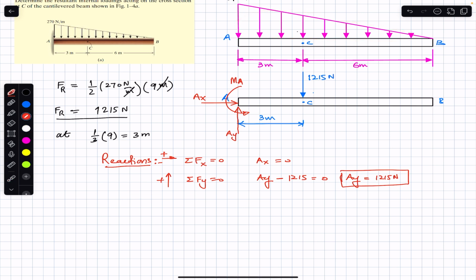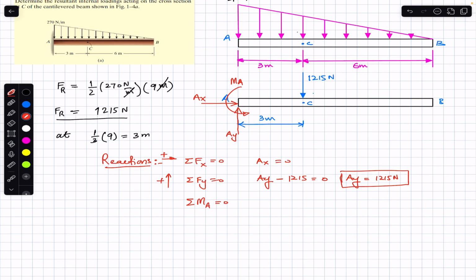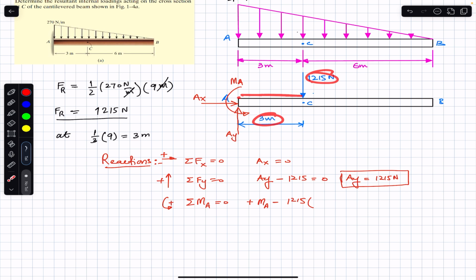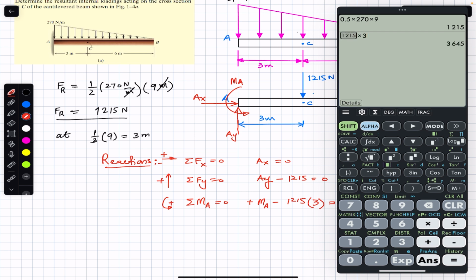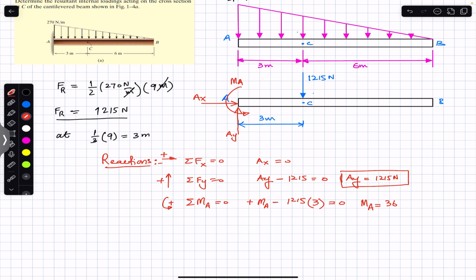Similarly, the sum of the moment at A is equal to 0 as well. So this MA is in the counterclockwise direction, so counterclockwise moment is considered to be positive, and it is a free couple moment, so this will be plus. Minus that, since you can see this is producing the clockwise moment, so the clockwise moment is minus, and the moment will be equal to 1215 multiplied by the perpendicular distance. So the perpendicular distance of this force from end A is this 3 meters. So we will multiply this with 3, this is equal to 0, and we can say that MA, the reaction moment at A, will be equal to 1215 multiplied by 3, which is 3645. So 3645 Newton meter. So now these are the support reactions at A.